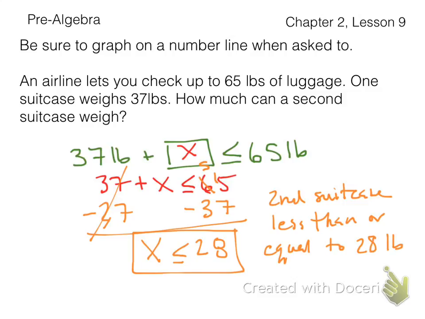So my second suitcase could be 20 pounds, 19 pounds, 15 pounds. It could be 27.999 pounds. It could be exactly 28 pounds, but it cannot be 29 pounds. If it's 29 pounds, we got a problem.